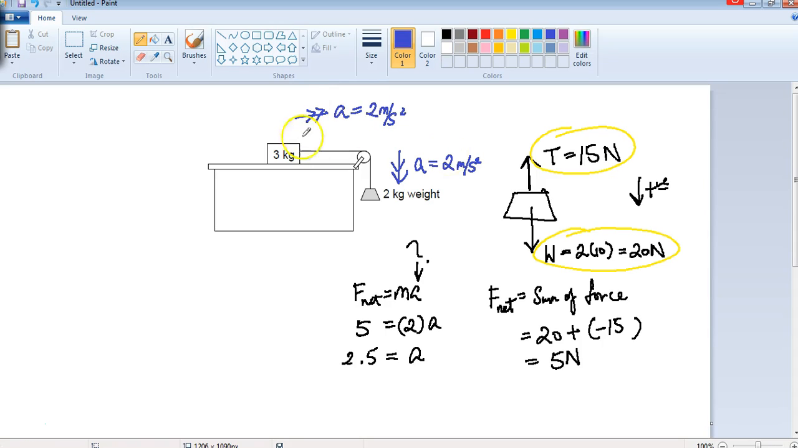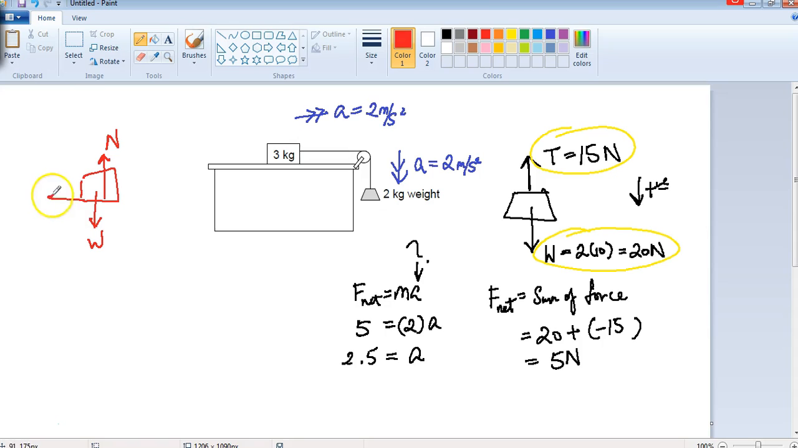So now we know the acceleration of the 3 kg block. Now we want to analyze the forces acting on this 3 kg block. So let's draw a free body diagram. This time I will use red. On this 3 kg block, I am not really interested in the vertical forces, because they are the weight and the normal contact force, and they are going to balance each other off.